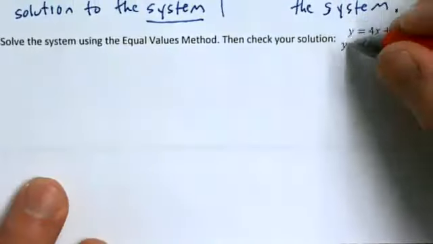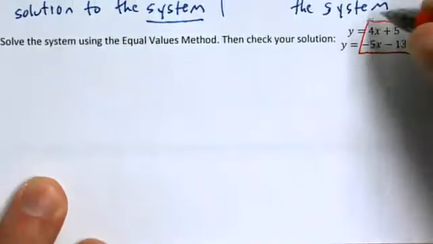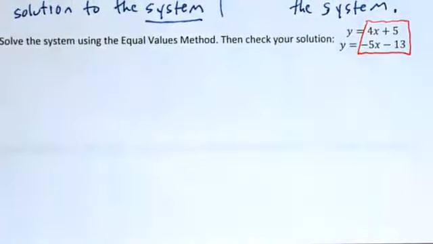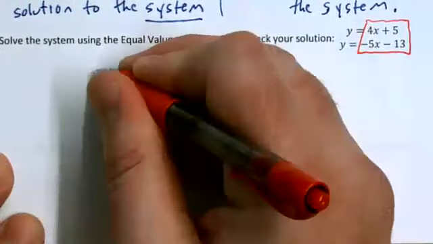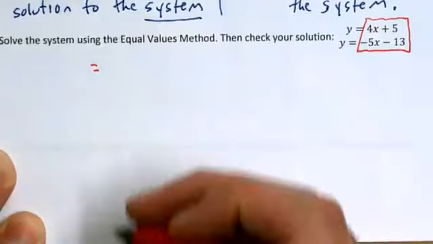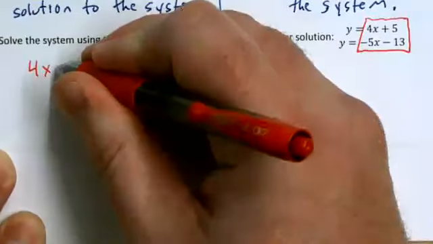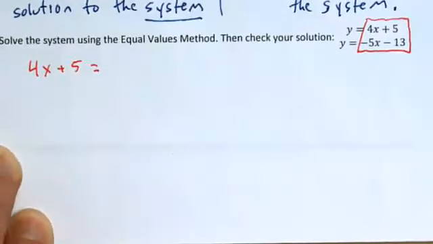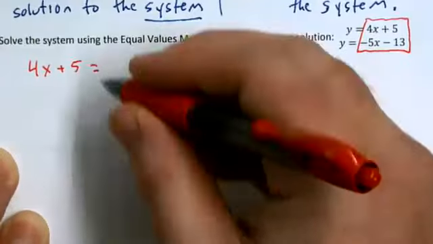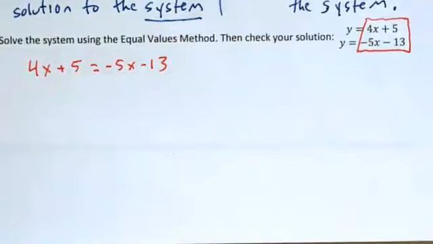These are the problems where it's got y equals for both equations. And when we see this, what we're going to do is take the other side of our equations and join them together into a single equation, just with an equal sign in between them. So I'm going to take these two things and put them together into a single equation. So 4x plus 5 equals negative 5x minus 13. And that gives me an equation then that I can solve and figure out what x is.